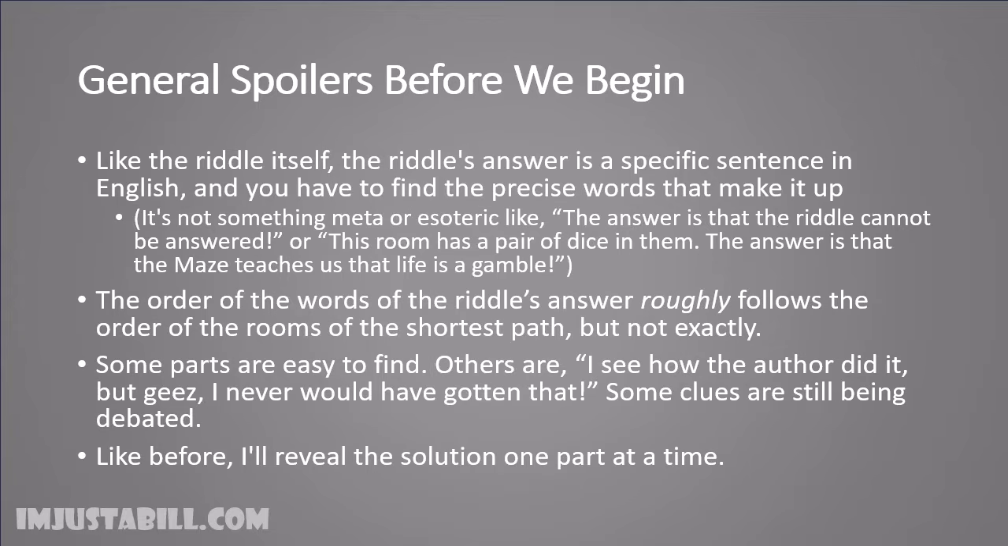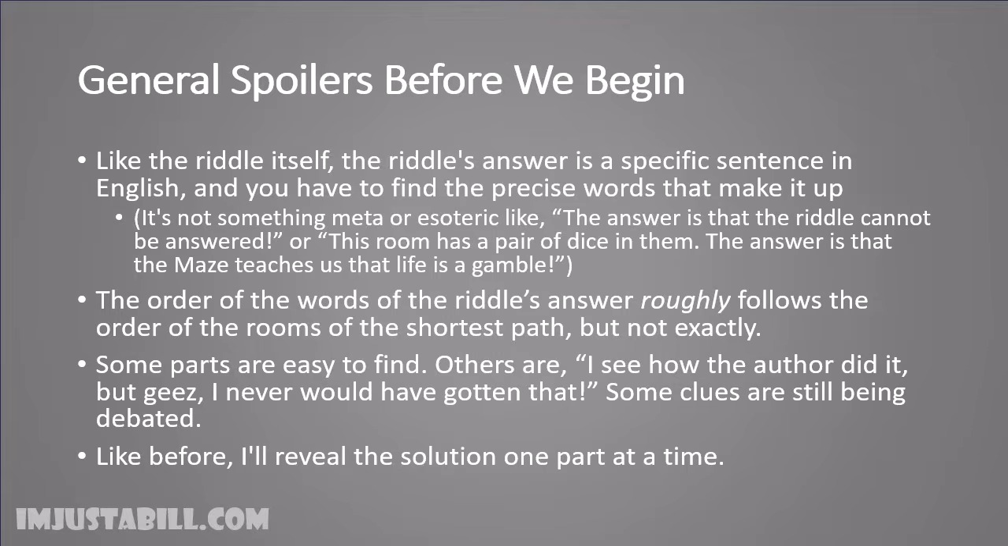So the order of the words of the riddle's answer roughly follows the order of the rooms of the shortest path, but not exactly. Some of these parts are easy to find. Others are going to leave you thinking, well, I see how the author did it, but geez, I never would have gotten that. And some other clues are still being debated. Again, we know the solutions, but we're trying to find out where precisely they are. It's one of those 3 cases. And like before, I'm going to reveal the solution one part at a time.